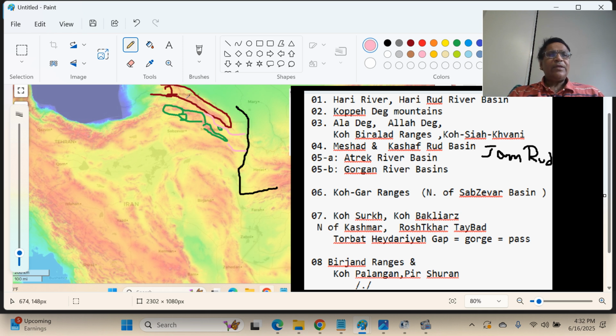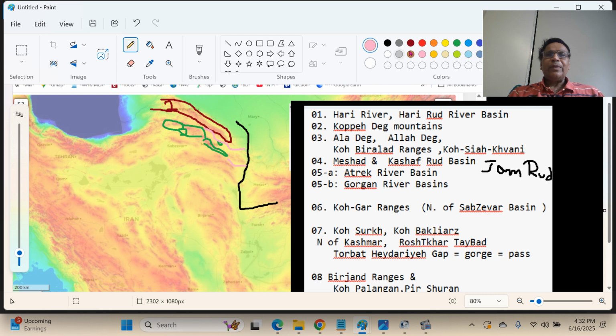Then on the western side of Gorgan, there is the Atrek river. That's also a border. This, the Atrek river, comes from these Koppeh mountains. Let me take another color. The Atrek river comes there. It's the border between, and it joins the inland lake, that is the Caspian Sea. It gets a branch called Sumbar.